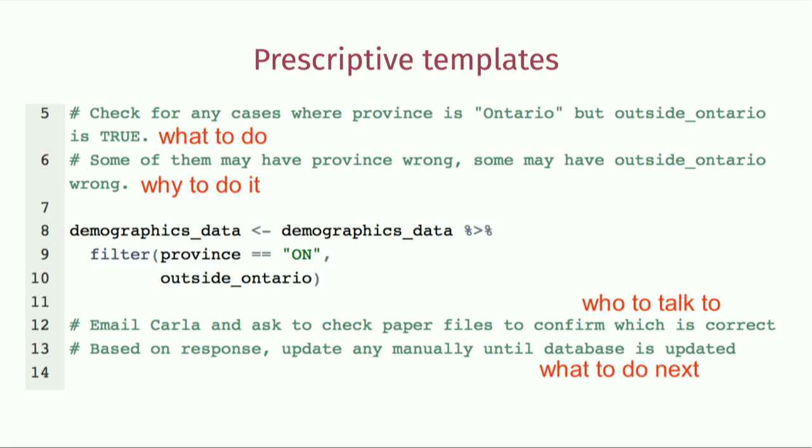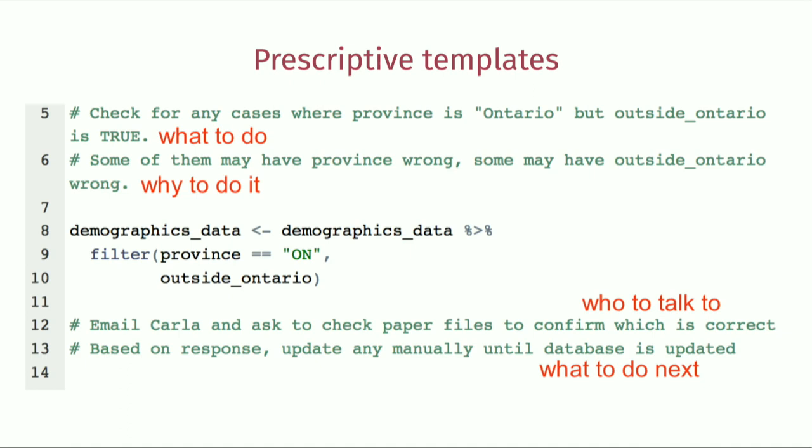So first I'm saying what to do. An example is I want to check for any cases where the province is Ontario, but outside of Ontario is true, because that's obviously not right. And then why to do it, because some of them may have province wrong, but some may have outside Ontario wrong. And then you say who to talk to.